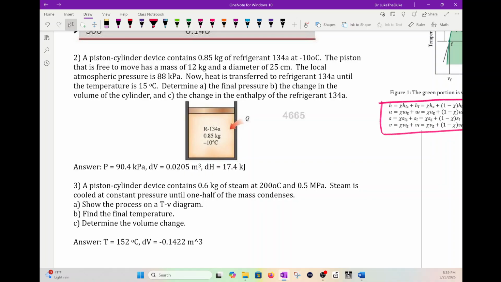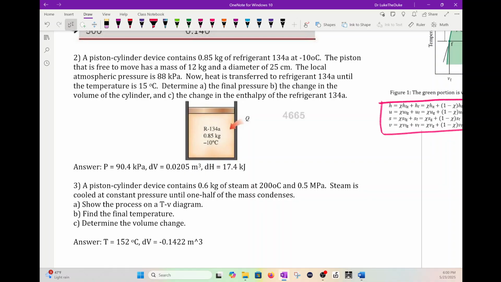So problem 2 is you have this piston cylinder device. It has refrigerant 134a at a given temperature. This piston can move up and down. It has 12 kilograms, has a diameter, and the local pressure is 88 kilopascals. So there's a reason why, if you remember a few homeworks ago, I had you do the free body diagram on a piston, because you need to do that again to find the pressure. And because it's a piston cylinder device, the pressure remains constant. So the initial will be equal to the final.